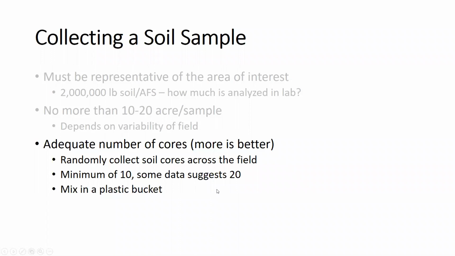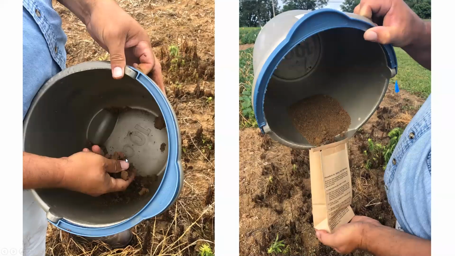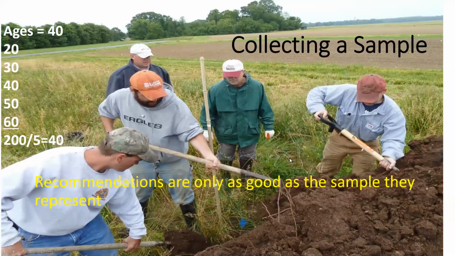Mix in a plastic bucket. So these are some pictures I took. Soil probe. I'm probing to 4 inches. This is no-till. I'm putting it in the plastic bucket. I like to mix it before I put it in a bag, and then put it in the bag and send it to the lab, send it to Frank or Amanda, and get your numbers back.